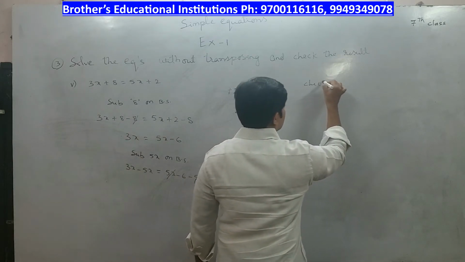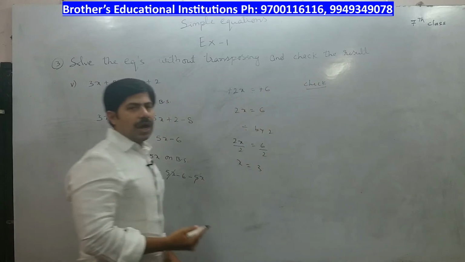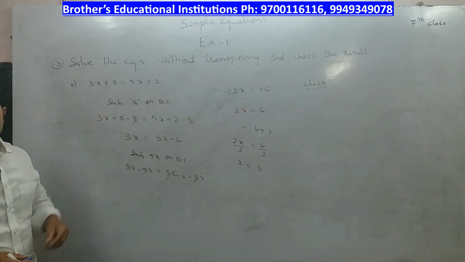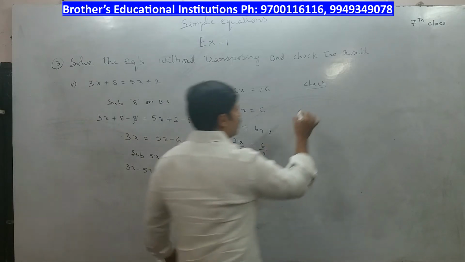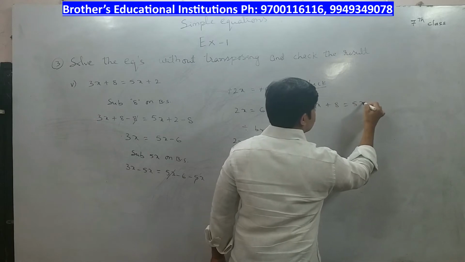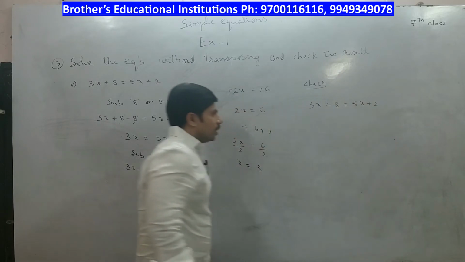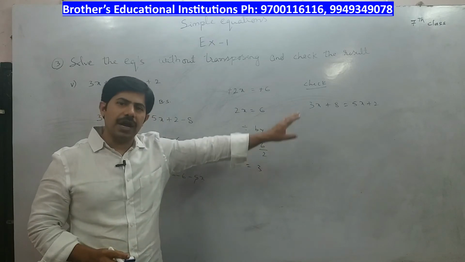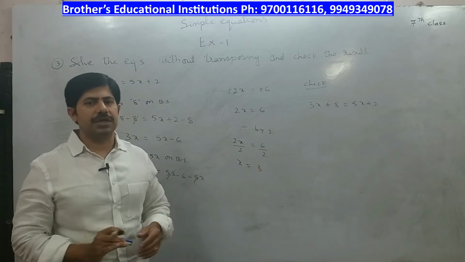So in order to check this result, what I will do is I'll write the given problem. What is the given one? 3x plus 8 is equal to 5x plus 2. So I'll write here 3x plus 8 is equal to 5x plus 2. Now what I'll do is I'll substitute x is equal to 3 in LHS and in RHS. We should get the same answer.